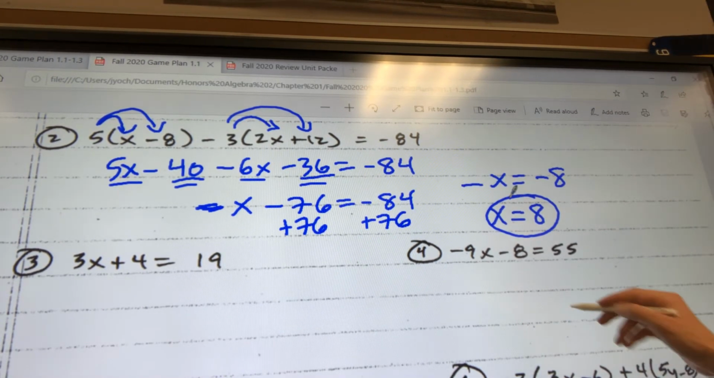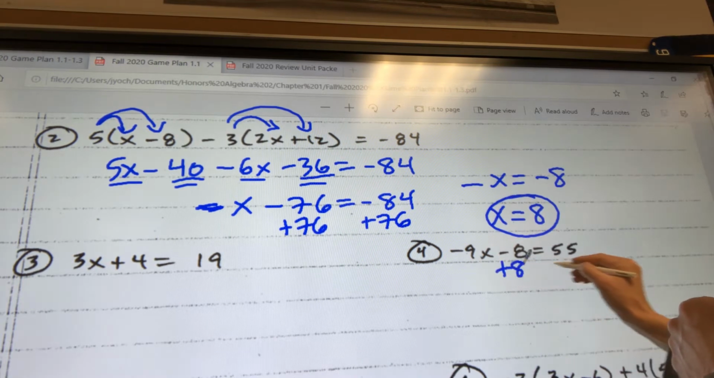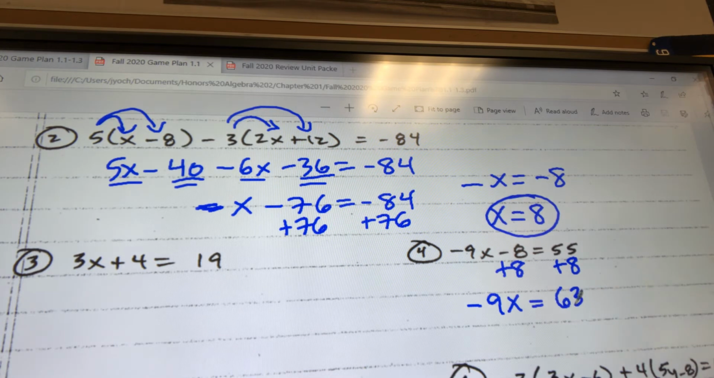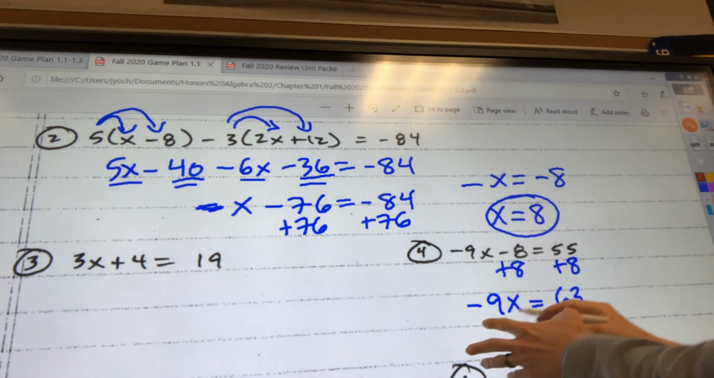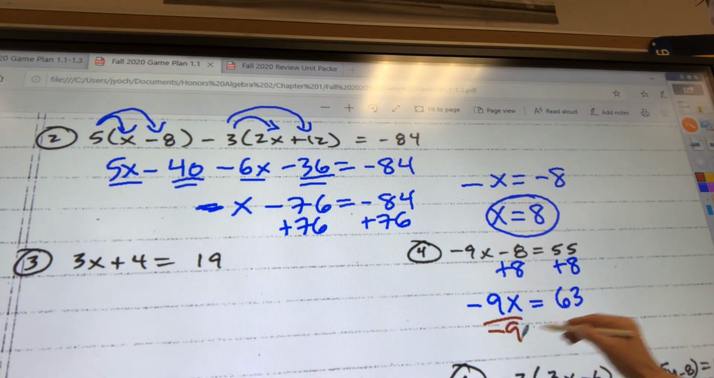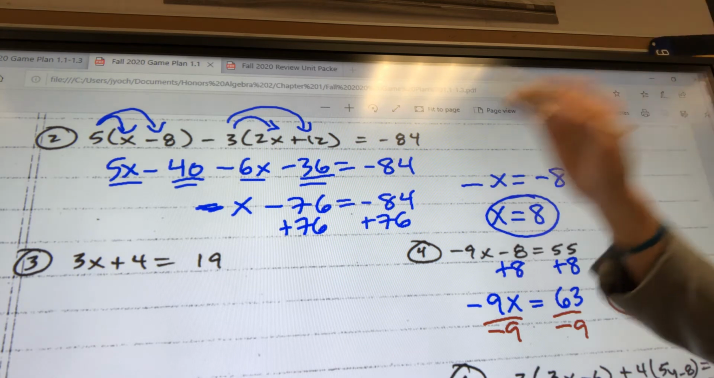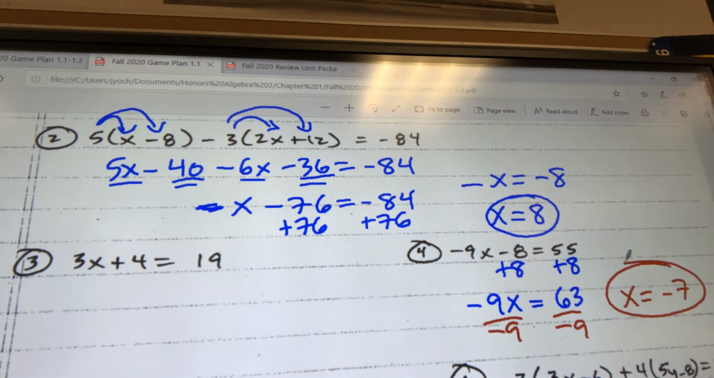Okay, here's 4. Add 8 to both sides. Negative 9x is equal to 63. Currently multiplying by negative 9. I've got to divide by negative 9. X is a negative 7. Divide by negative 9. So by 6.